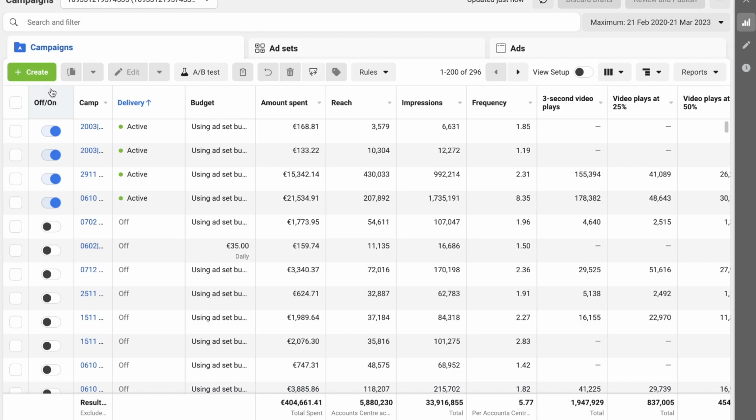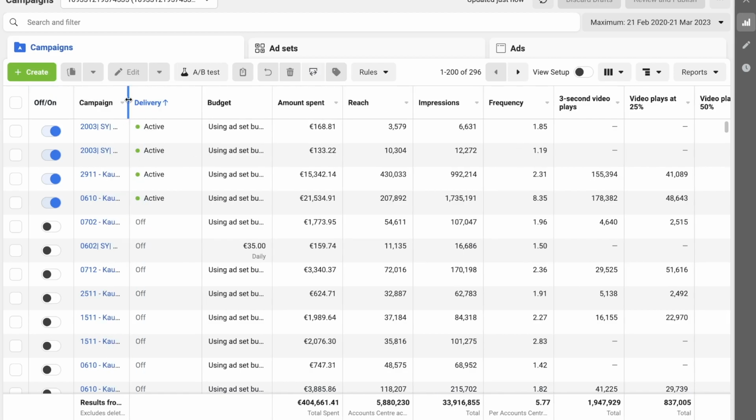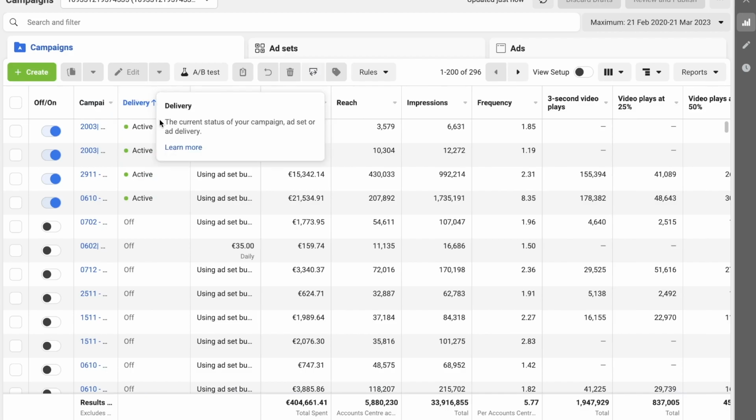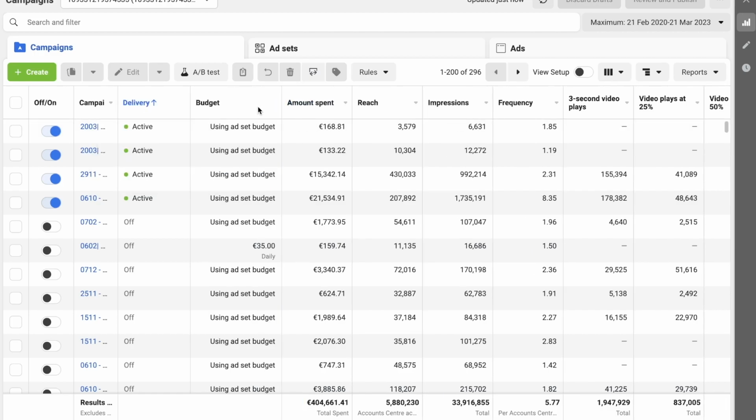I think it's pretty obvious why you need it. Then you have the campaign name, and you can also directly let it show the ad set name or ad name here as well, just for having the right overview. Then, which most of the time is the same as your on-off button, is your delivery status, which shows you whether your campaign is active or not.